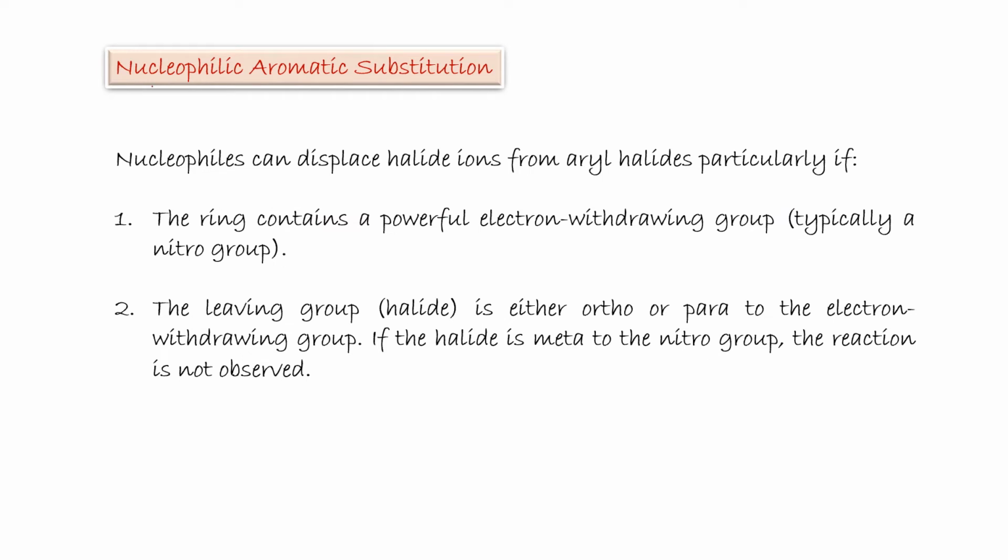In nucleophilic aromatic substitution, the nucleophile can displace halide ions from an aryl halide if the ring contains a powerful electron withdrawing group, typically a nitro group. The leaving group halide is either ortho or para to the electron withdrawing group. If the halide is meta to the nitro group, the reaction will not be observed.